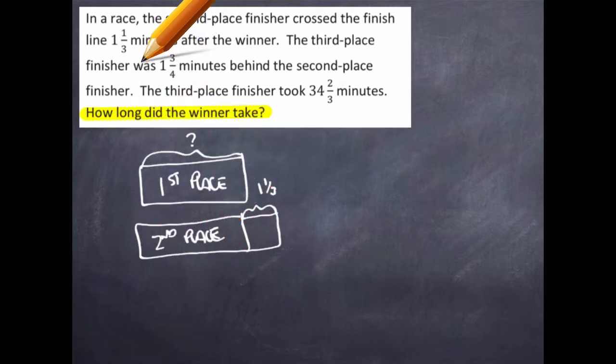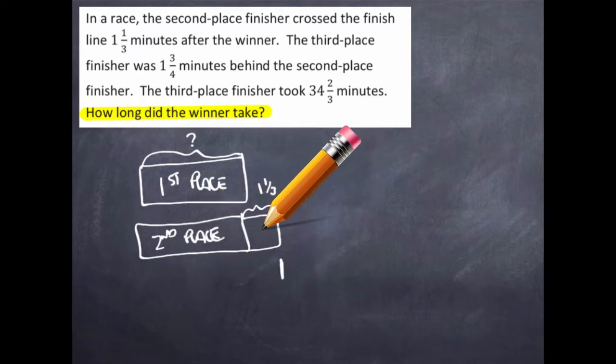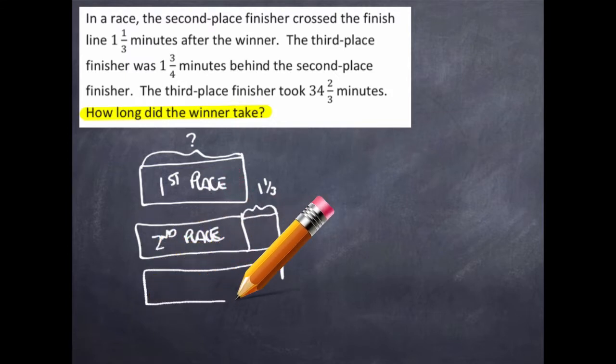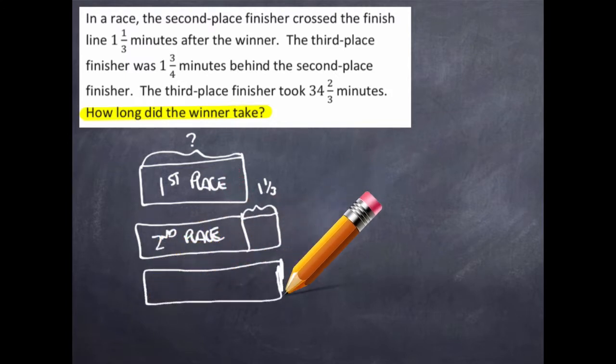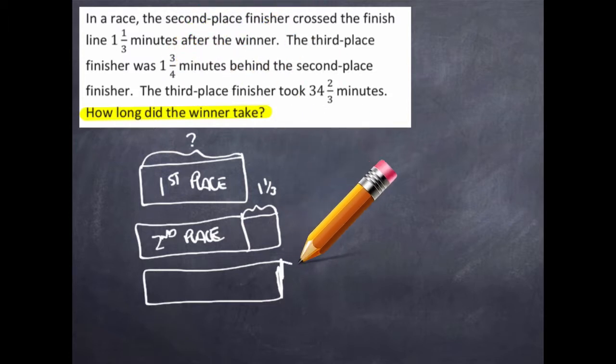Okay, easy enough. And then it said the third place finisher was 1 3/4 minutes behind the second place finisher. So if I were to draw my third place finisher, something like this, I want to make sure he's the same as the second place to start off. Right, so this would be my third place guy here, or girl. And he took 1 3/4 minutes behind the second place. So I know he's going to take 1 3/4 minutes longer.